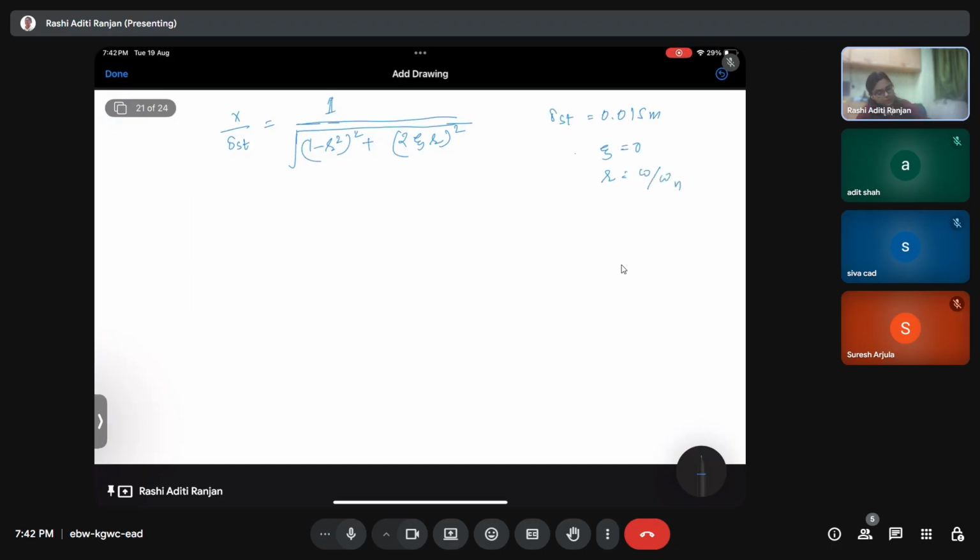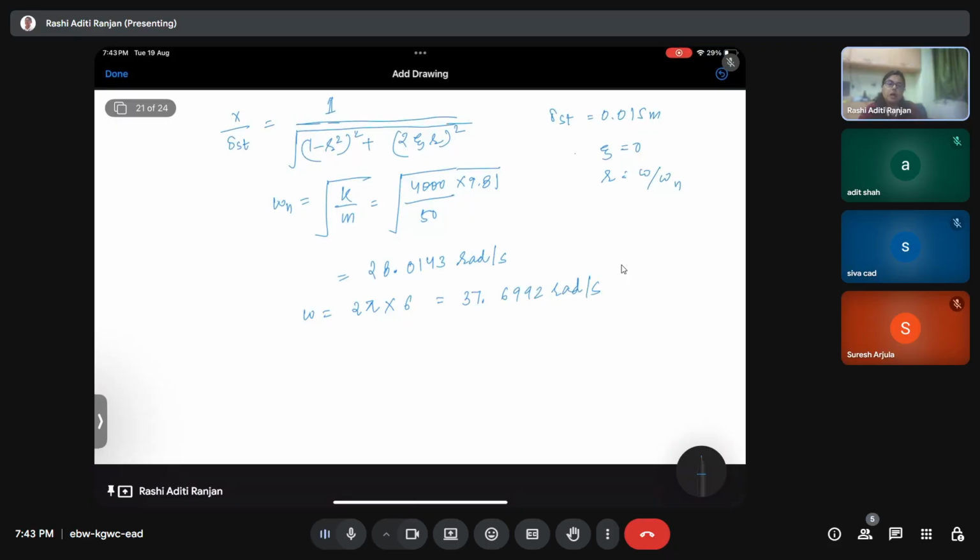So we need to find out the value of r, which is omega by omega n. Omega n, which is the natural frequency of the system, is under root k by m, which is under root of 4000 divided by 50 by 9.81. This will give the final value of 28.0143 radian per second. And then we have omega as 2 pi into 6, which is 37.6992 radians per second.